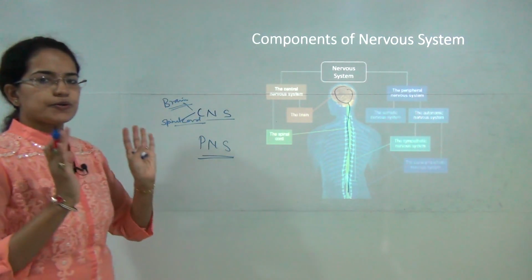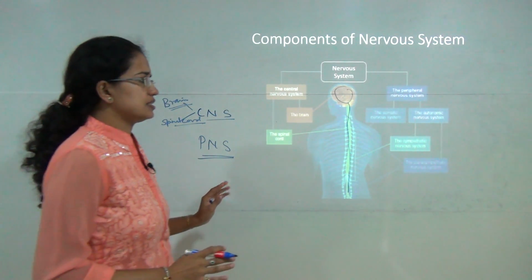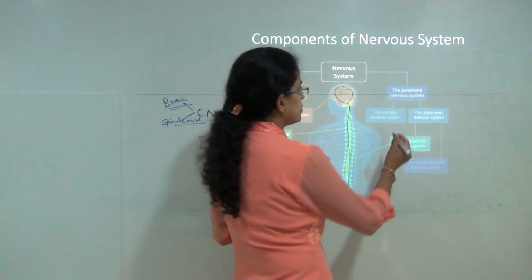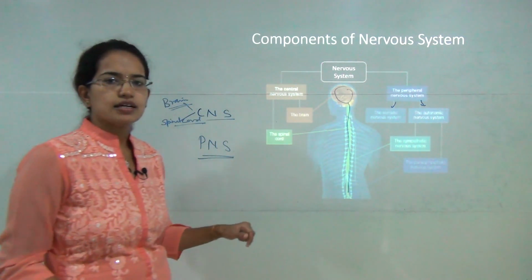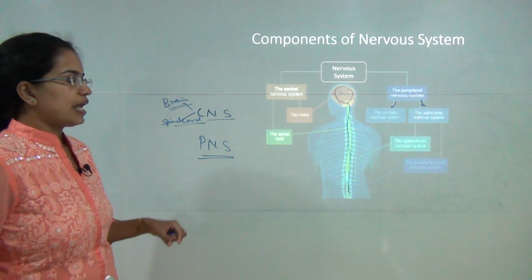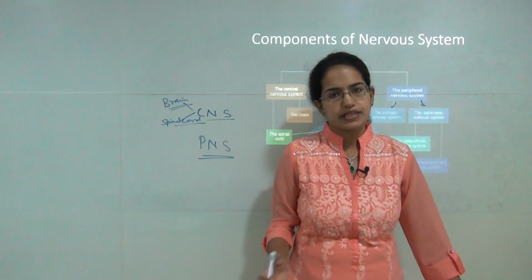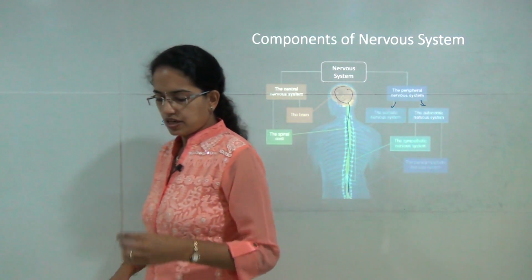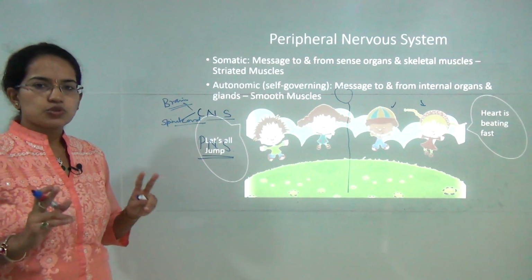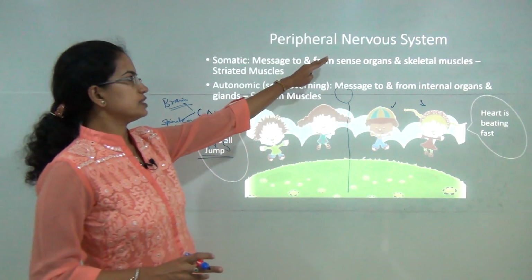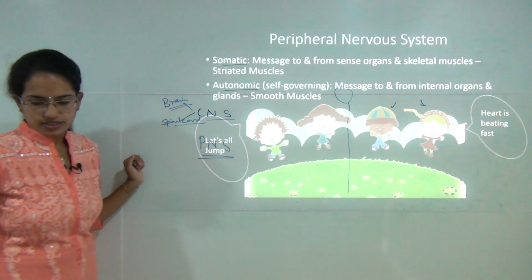Now moving on to the peripheral nervous system. The peripheral nervous system is composed of two major elements, the somatic nervous system and the autonomic nervous system. And this autonomic nervous system is further subdivided into sympathetic and parasympathetic. Now let's first understand the two basic components of the peripheral nervous system, the somatic nervous system and the autonomic nervous system.